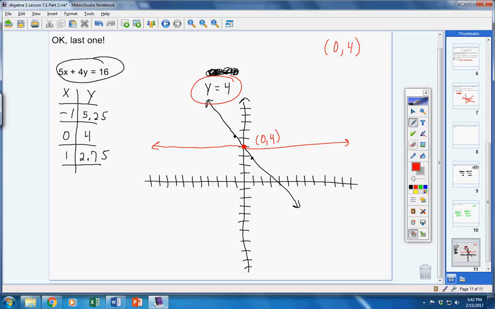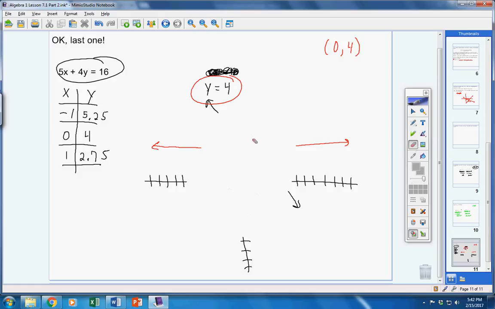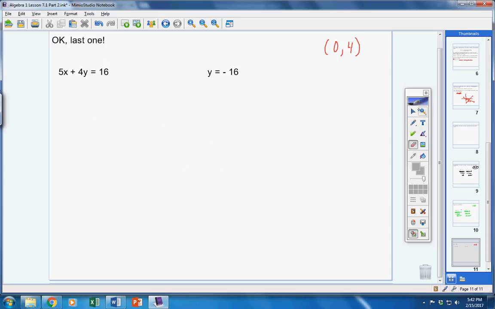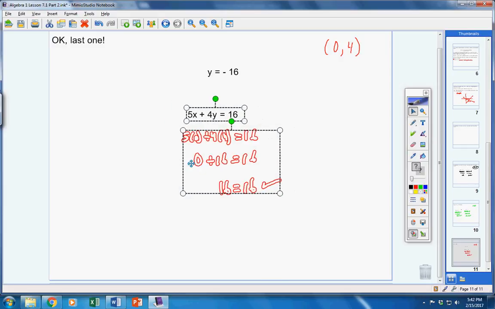Let's check it and see, okay? Here we go. Let's check and see if this answer is correct. Let's take our first equation. We're going to put in 0, 4. So where the x is, I will put a 0. And where the y is, I will put a 4. 5 times 0, 0. 4 times 4 is 16. 0 plus 16 is 16. 16 equals 16. Check.